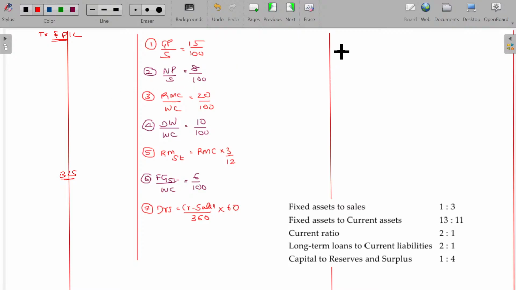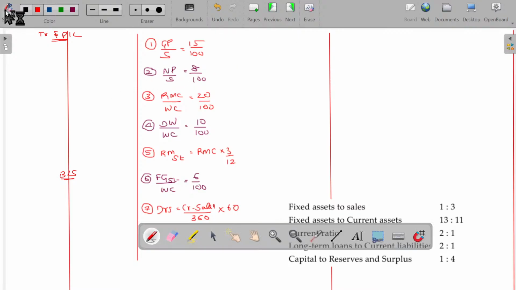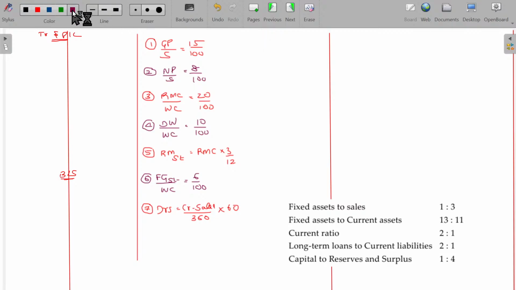8th one, fixed assets to sales, 1/3. Then fixed assets to current assets, 13/11.